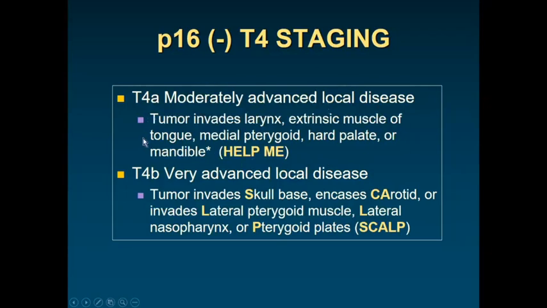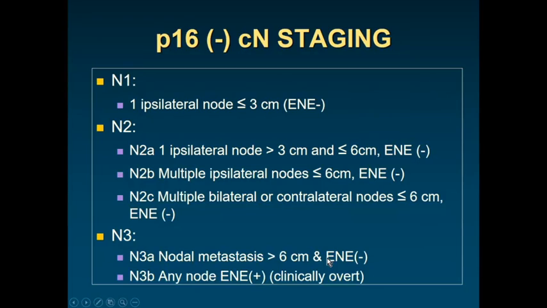You've got your Help Me list like before, and T4B is just going to be the and beyond category, which is skull base, carotid, lateral pterygoid, nasopharynx or pterygoid plates. I gave you another mnemonic if you like that, SCALP, just to remember those structures. The P16 negative nodal staging, the clinical nodal staging includes N1 is only one ipsilateral node less than or equal to 3 centimeters. So you only need one of those nodes for N1 disease.